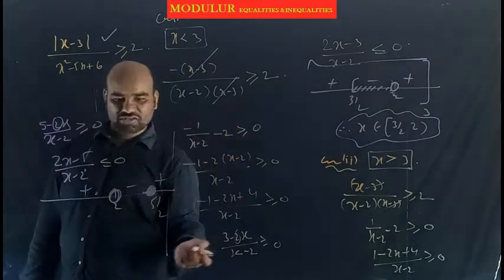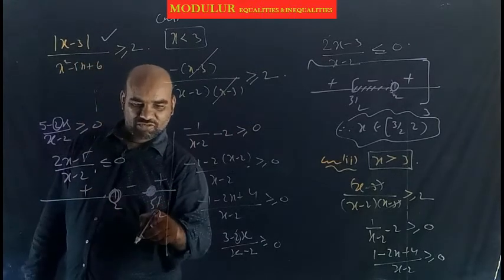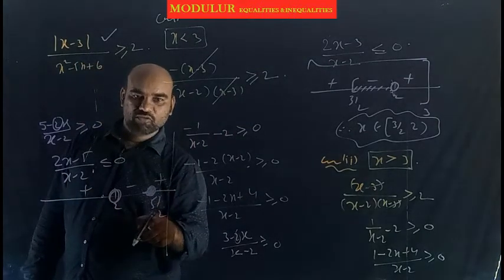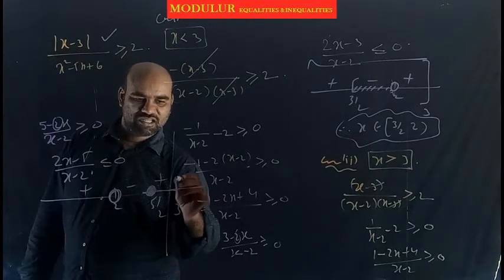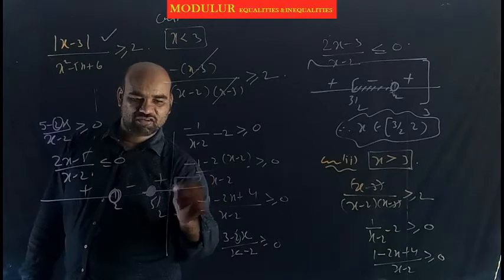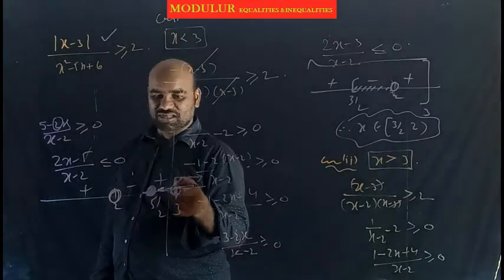x greater than 3. Greater than 3 means somewhere here, 3. Where is 3? This is 5 by 2, which is 2 point something. 3 means somewhere here. Greater than 3, not or equal to. That is the domain. We want the lesser symbol. No intersection here.